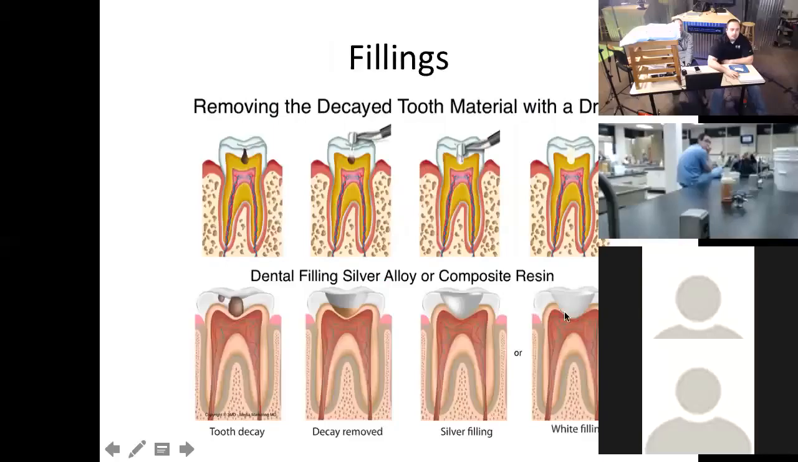So as I mentioned with the fillings already, if you're lucky enough to catch the decay early, while it's still in a cavity stage instead of really an abscess, you can just get a filling. And for this, it's the same kind of process where they take a drill and pull out the decayed material, and then they seal it off from the external environment with either a silver filling, as shown in this picture, or a white filling, as shown in that picture there.